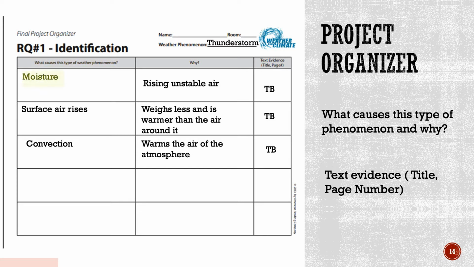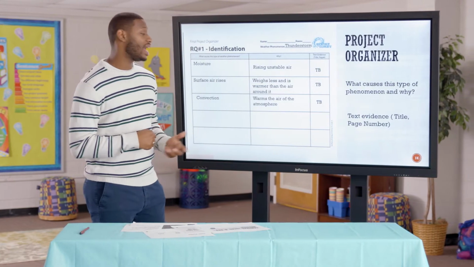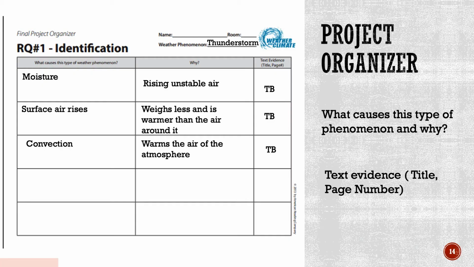We have moisture, which the why for moisture is rising unstable air. We then have surface air rises. And the why for that is that it weighs less and is warmer than air around it. So last but not least, we have convection. There's that word again. And why do we have convection? Because it warms the air of the atmosphere, all right?